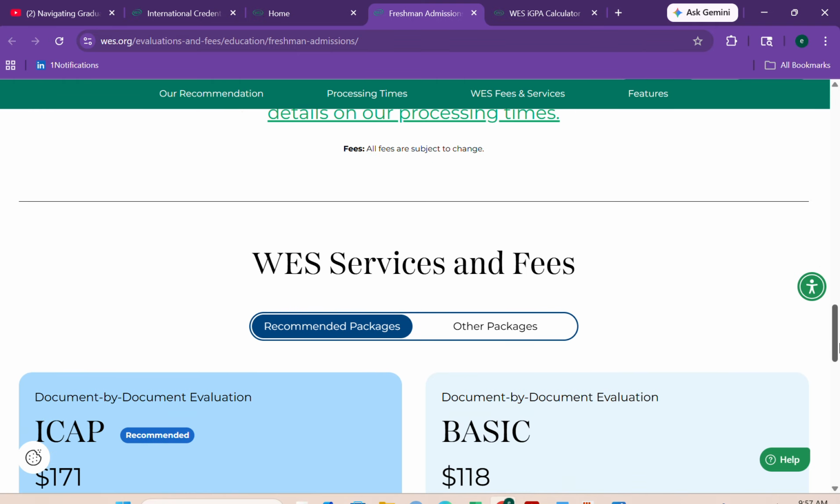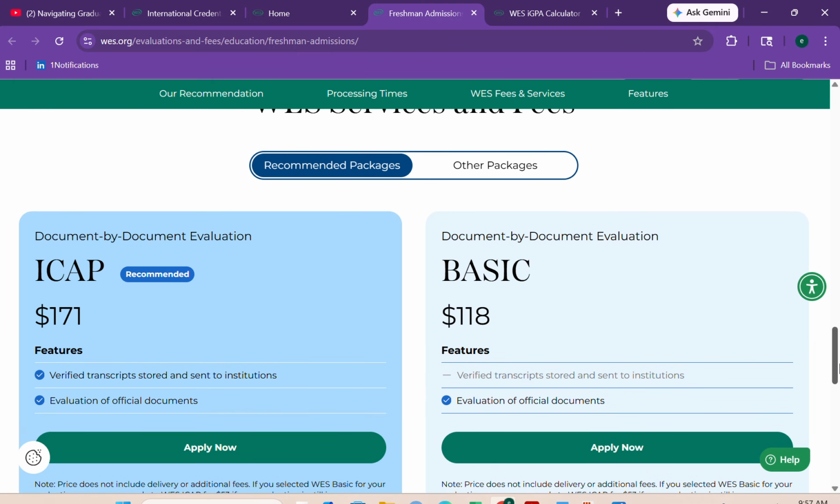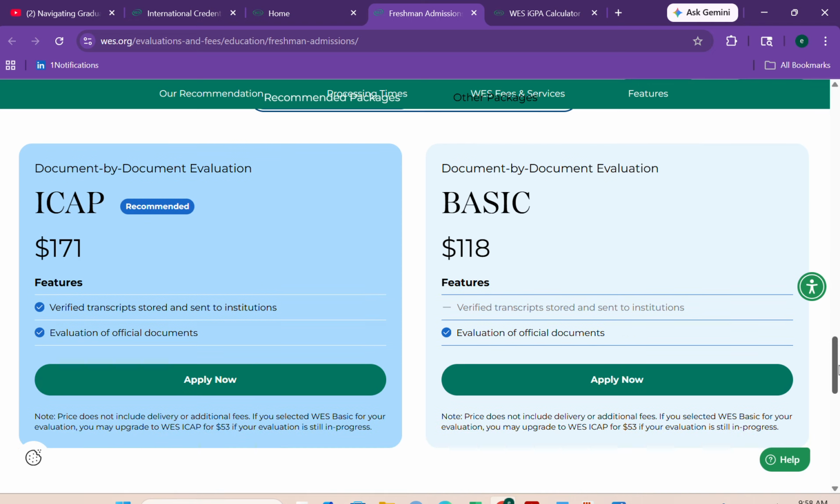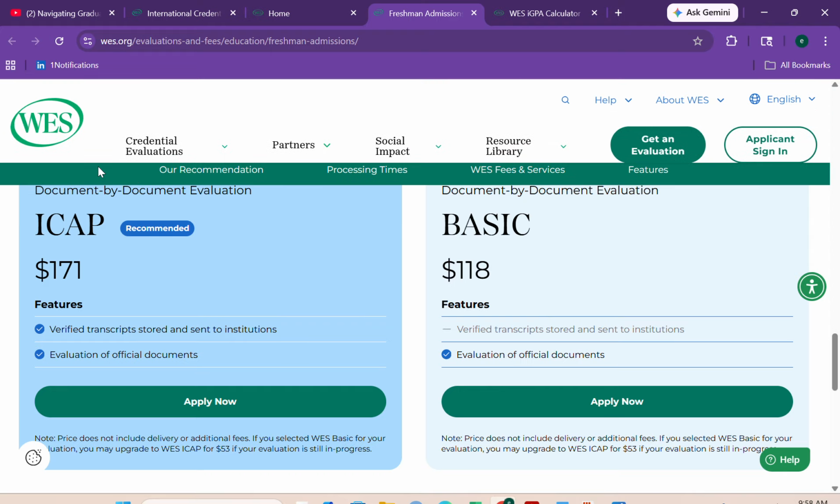Here's the cost involved for you. They have a document by document evaluation. It will cost you around 171 USD, as you can see here, and that is what is recommended for you. And you also have the basic document by document evaluation. This one is higher because they do it for you. They will include all your costs, like the courses and everything. So there's a difference.